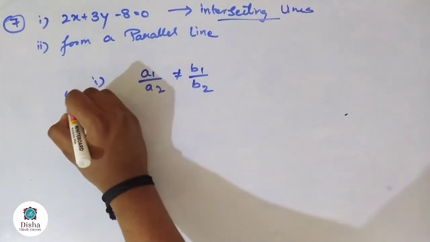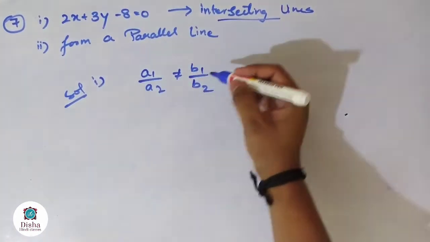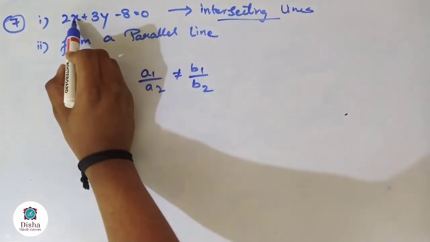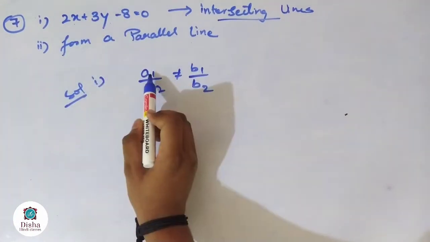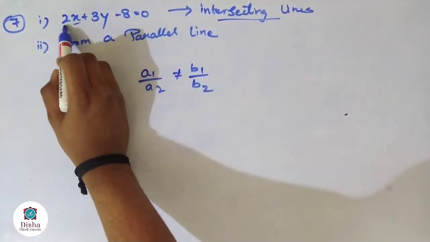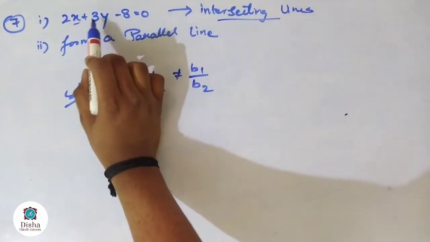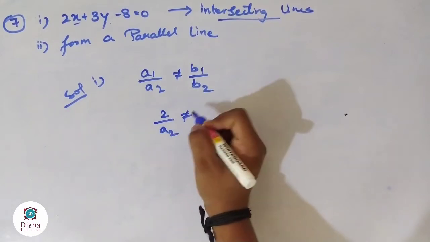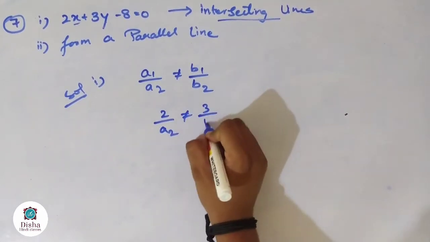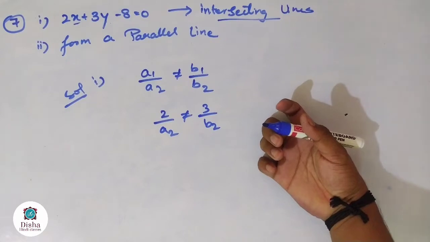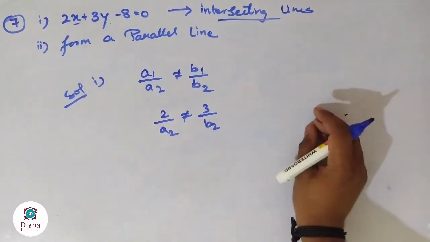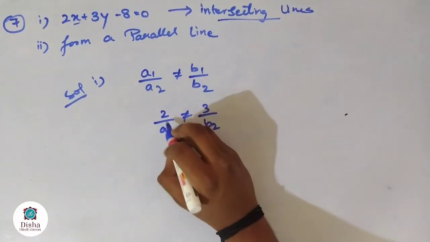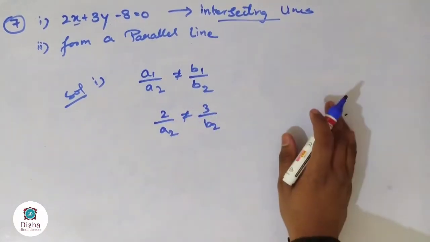I'm solving the first one. Solution: a1 by a2 will not be equal to b1 by b2. What is a1 and b1? The coefficients of x and y. a1 is the coefficient of x of the first equation, b1 is the coefficient of y of the first equation. So 2 by a2 will not be equal to 3 by b2. Okay, so now you can write any equation whatever you want, but it should not be equal. These two, if we divide, they should not come as equal.